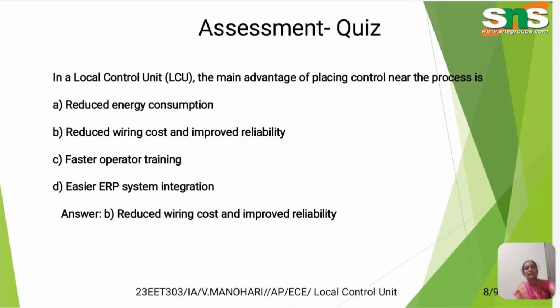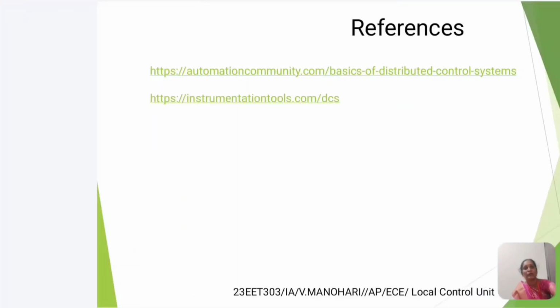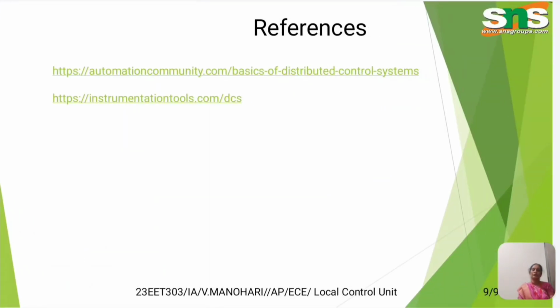Coming to the final conclusion, to wrap up, the local control unit is the backbone of the DCS architecture. It provides real-time control at the process level, ensures reliability even during failures, and allows industries to scale the system efficiently. In short, the local control unit acts as a local guardian of industrial automation.